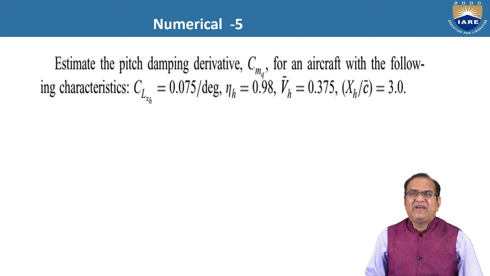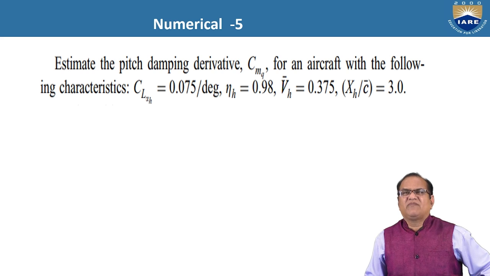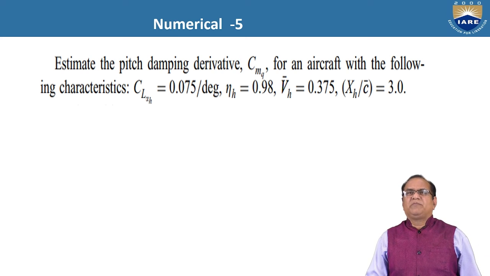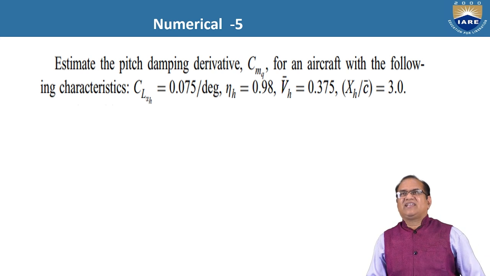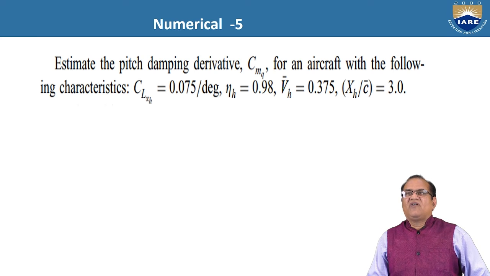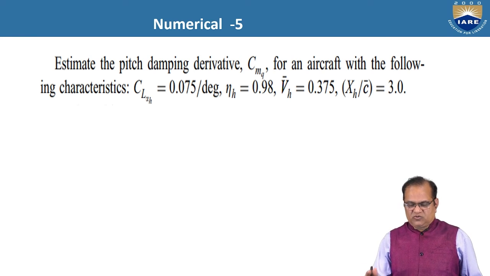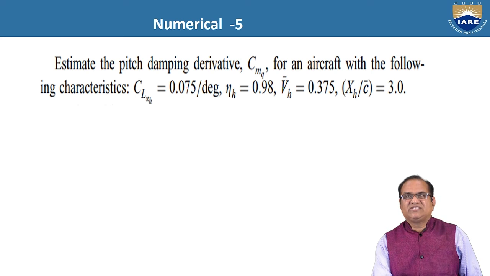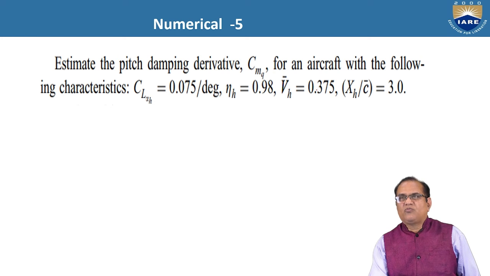Now the next problem, numerical number 5. Estimate the pitch damping derivative, that is called the CMQ, for an aircraft with the following characteristics. So here CL alpha H is given 0.075 per degree, neta H is equal to 0.98, VH is equal to 0.375, XH by C bar is 3.